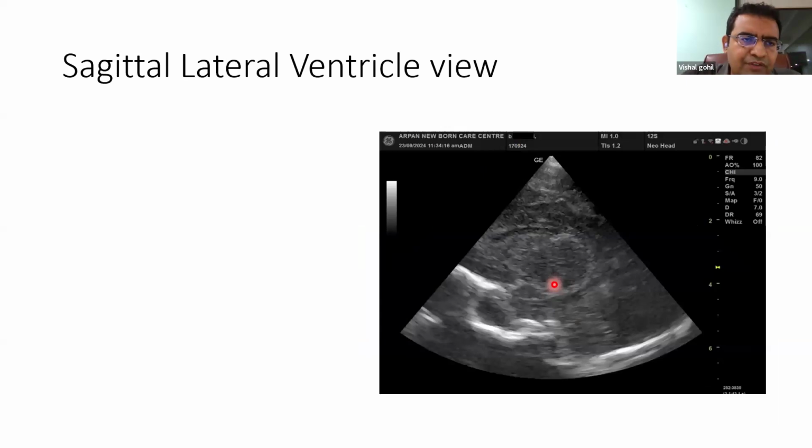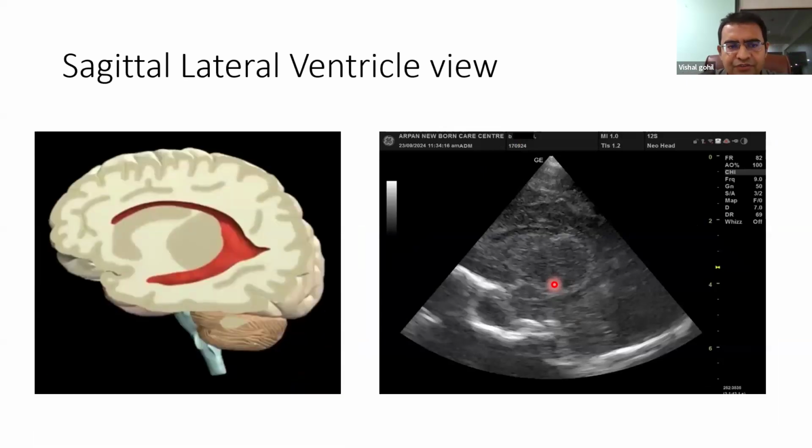This is another important view, the sagittal lateral ventricular view. And already the audience asked what's the importance of the CTG. Okay, so look over here. This is your lateral ventricle view. Here, there is your caudate nucleus, thalamus, which is adjacent to your posterior horn of the lateral ventricle. And here, your choroid plexus is there. Okay? This is your crescent-shaped caudate nucleus, which is adjacent to your frontal horn. And this is your caudothalamic groove.